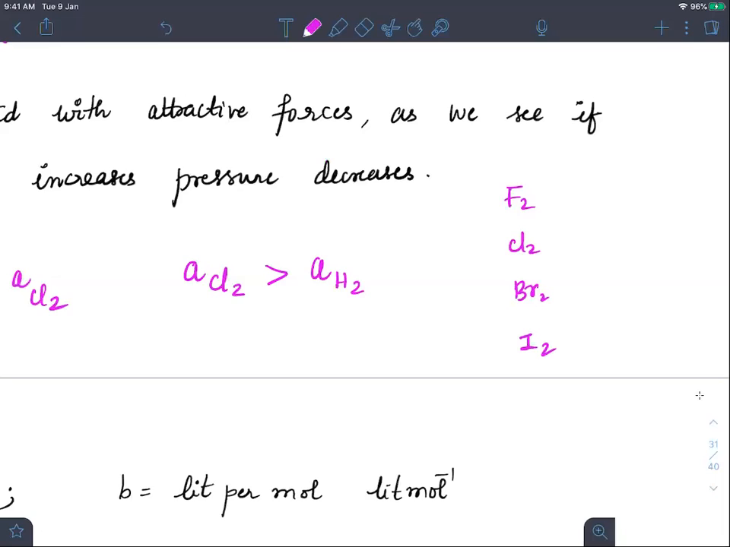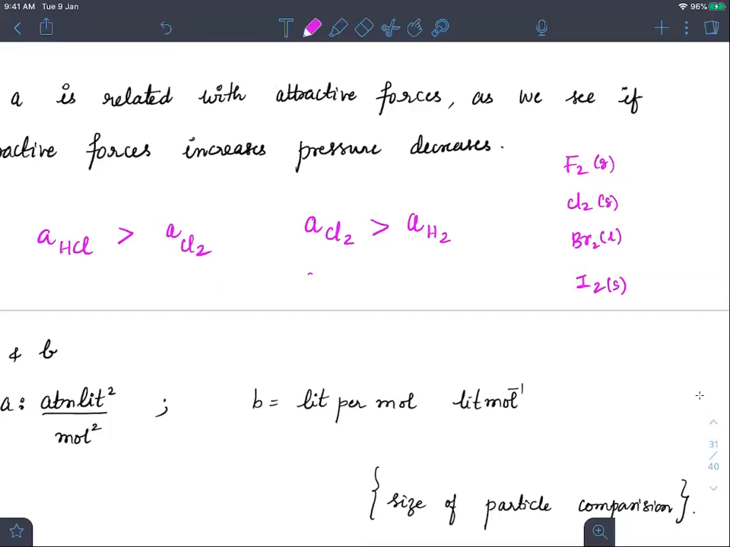In fact, if you remember F2, Cl2, Br2, and I2, all of these have only dispersion forces, right? This exists in gas, this exists in gas, this exists in liquid. In fact, this exists in solid. See the amount of size. I2 is so big in size, got it? The molecule is such that the dispersion forces are so high that it will exist in solid state. So dispersion forces can always be directly related to the size. The larger the size, the more the induction of charges and the more the attractive forces.